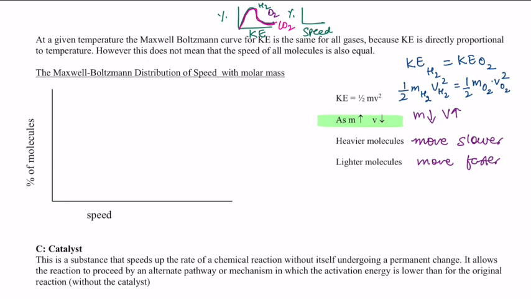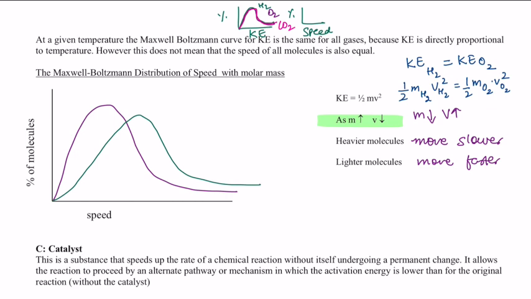So the heavy molecules move slower and the light molecules move fast. We would show this on the Maxwell-Boltzmann graph as follows. The curve to the left is oxygen and the one to the right is hydrogen. So can you draw carbon dioxide on this graph? Pause and try.